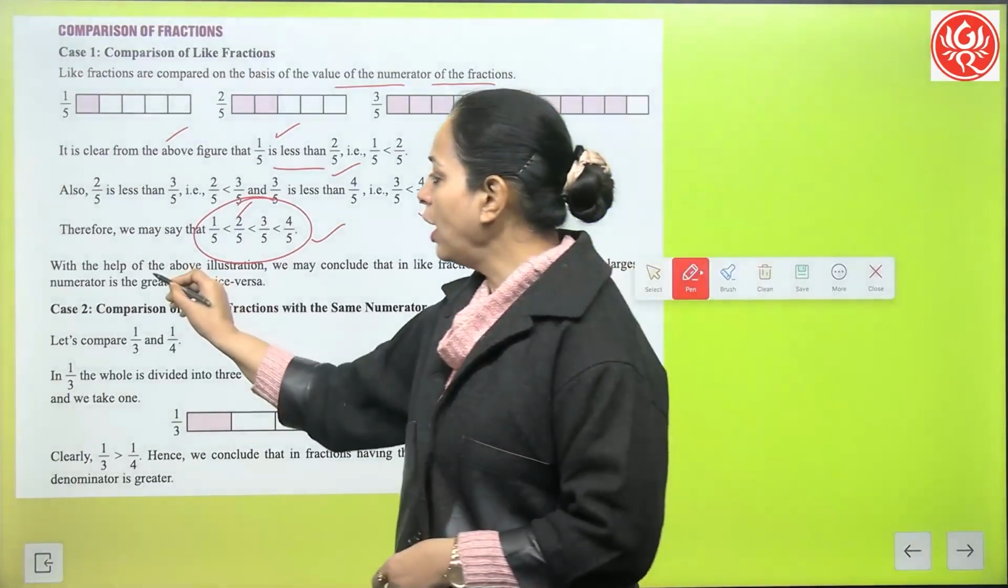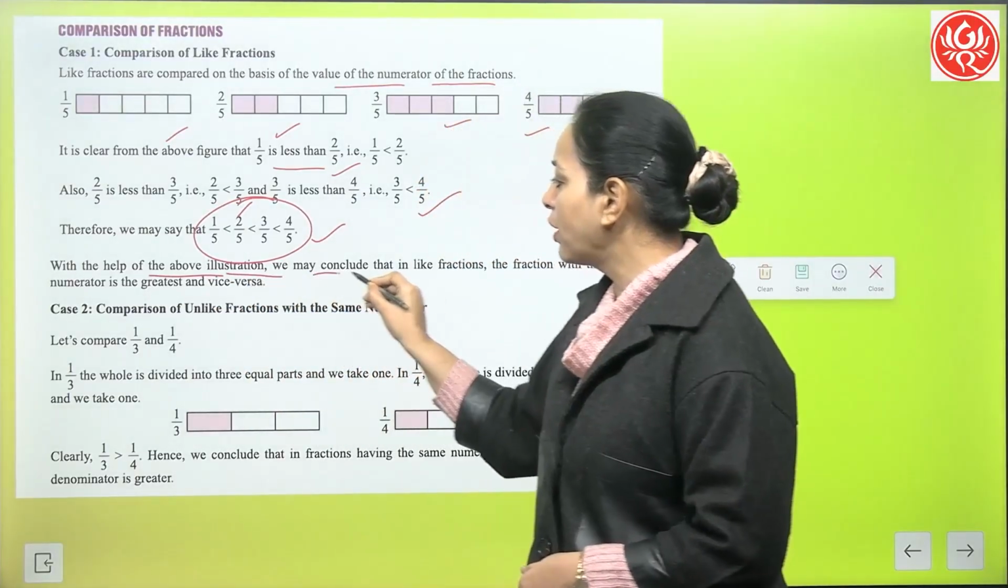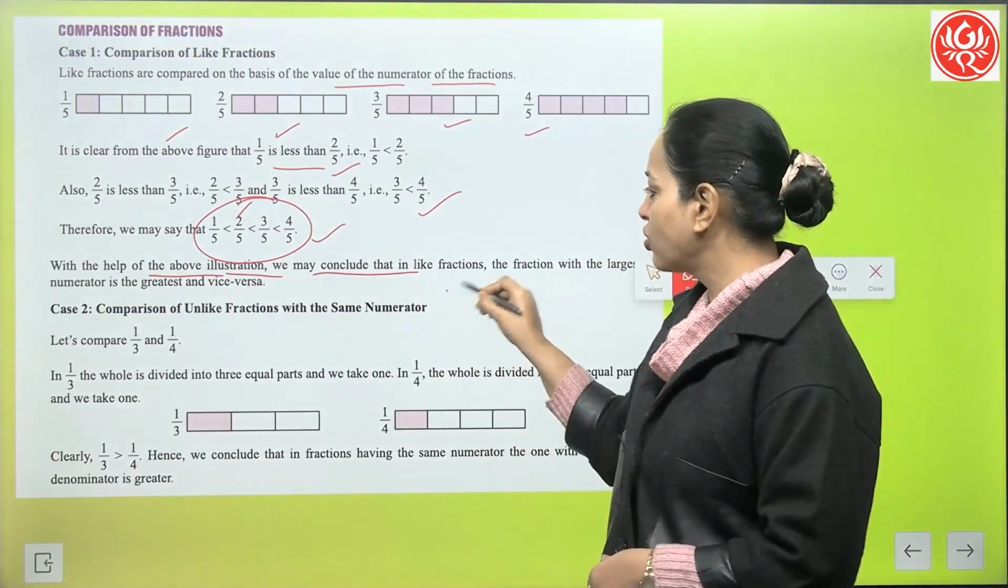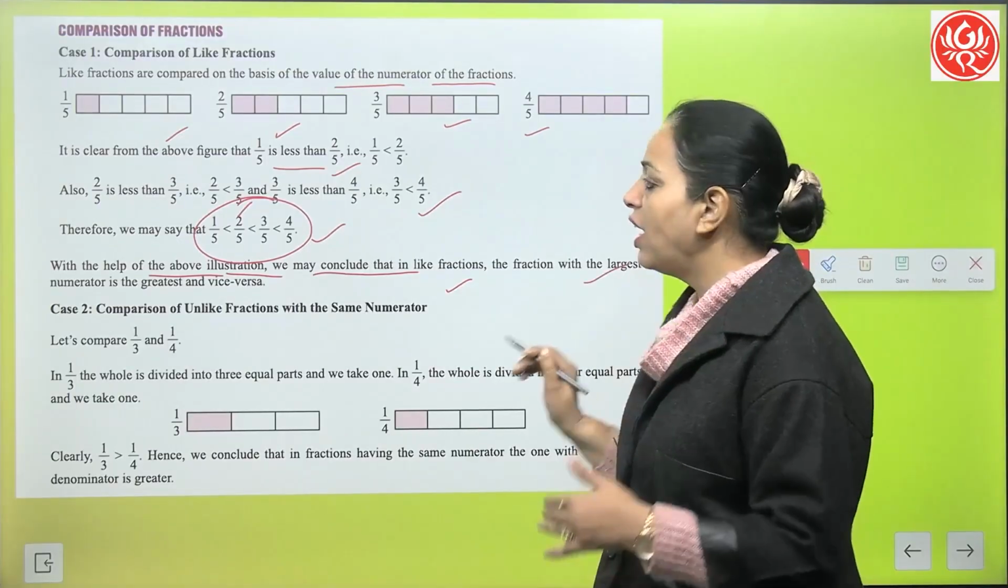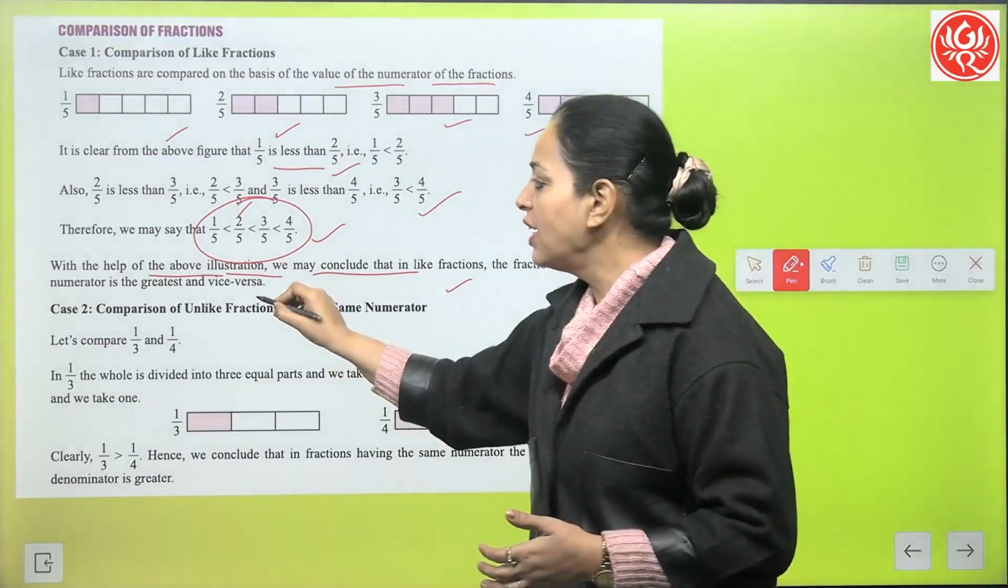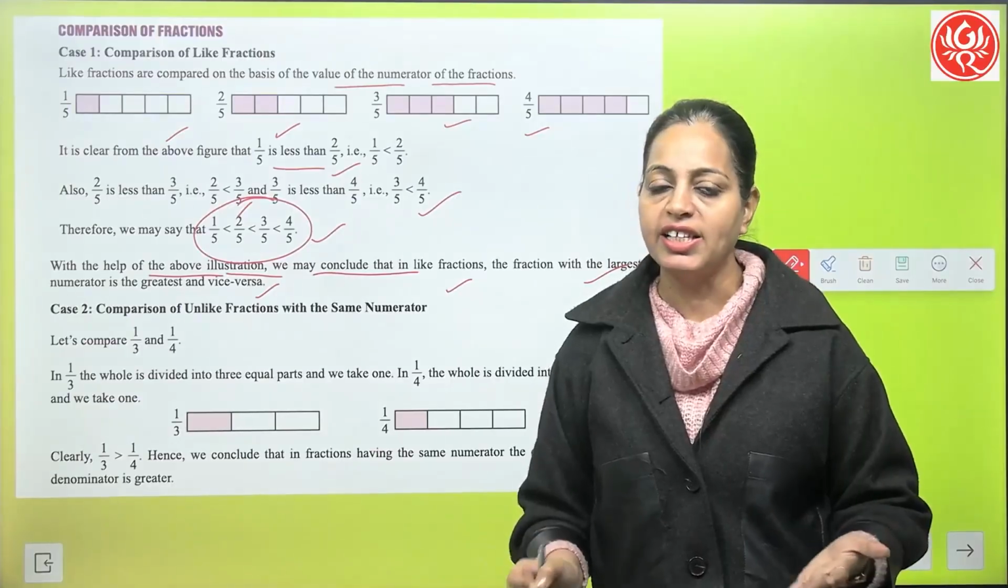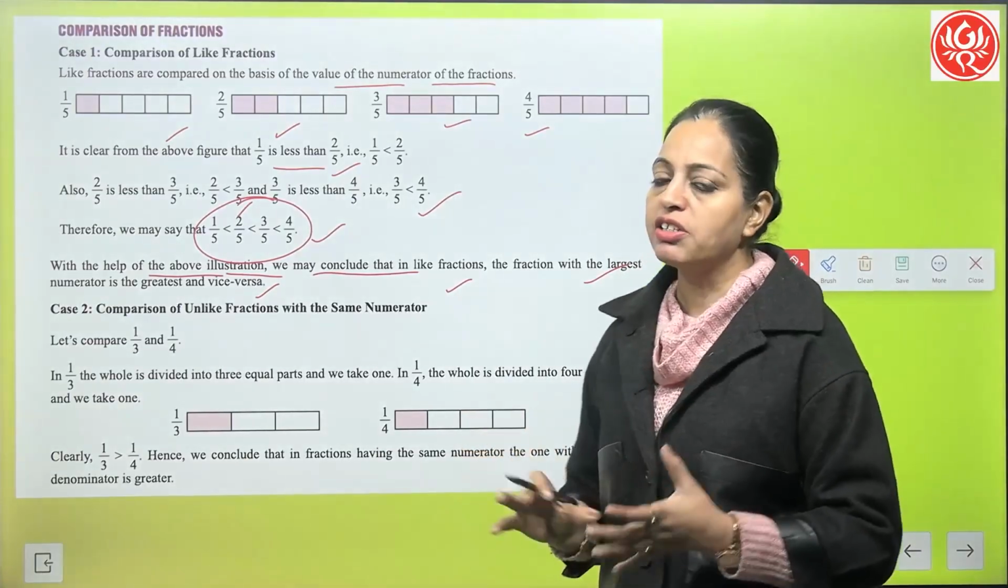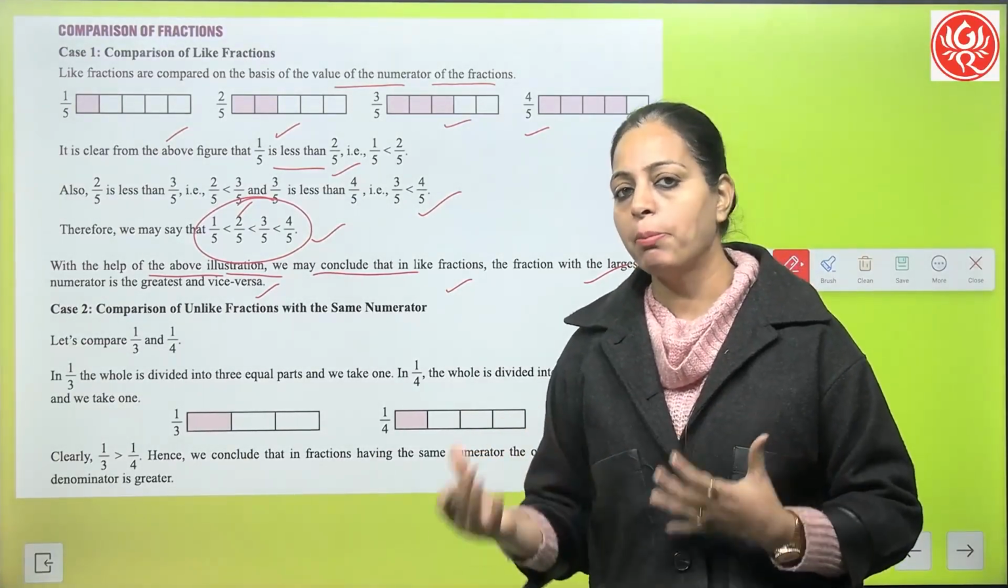So with the help of the above illustration we may conclude that in like fractions the fraction with the largest numerator is the greatest and vice versa. जिसका न्यूमरेटर बड़ा होगा वो फ्रैक्शन बड़ा होगा.